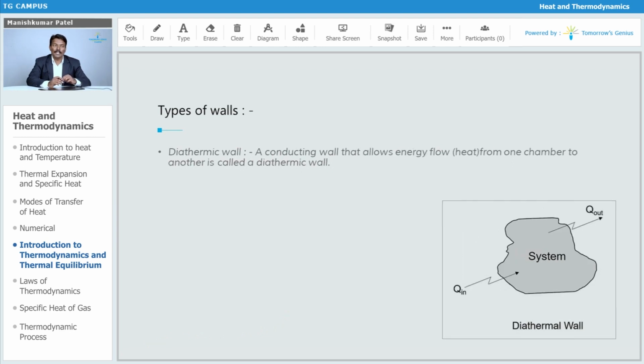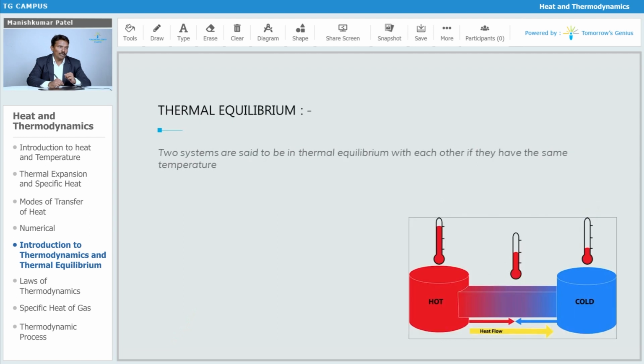If you consider the diathermic wall, the conducting wall that allows energy flow from one chamber to another is called a diathermic wall. Now, what is thermal equilibrium? Two bodies are in thermal equilibrium if their temperature is the same. Heat flows from the hot body towards the cold body, and this flow continues until finally the temperature of the two bodies becomes the same. Then we can say that thermal equilibrium has been achieved.